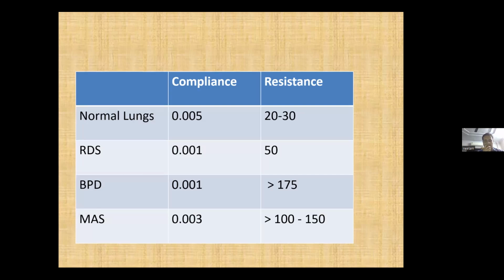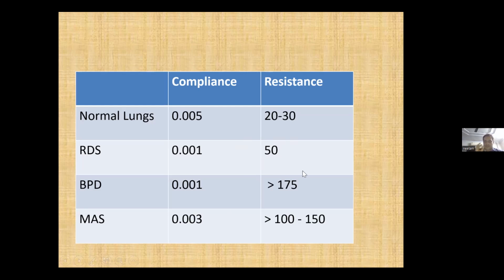So again, normal values of compliance I had already told. These are the normal values for resistance. In a normal lung, it will be around 20 to 30 centimeters of water per liter per second. In RDS, otherwise the resistance should not be affected much. But why in cases with RDS resistance will increase to some extent is because there is a tendency for the airways to collapse. Because of the collapse of the airways, their diameter will decrease. Once the diameter decreases, we have seen in the previous formula also, it is inversely proportional to the fourth power of radius. So there is some increase in the resistance.